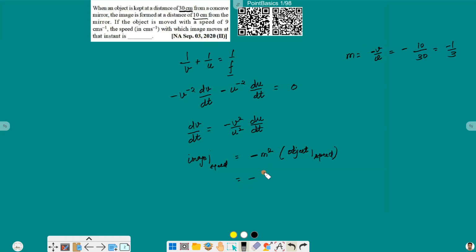So it will be minus 1 by 9 into speed of the object, that is 9 centimeter per second. So we will get 1 centimeter per second, that is the speed of the image, or if we want it with proper sign, it will be negative 1 centimeter per second. Let us move ahead.